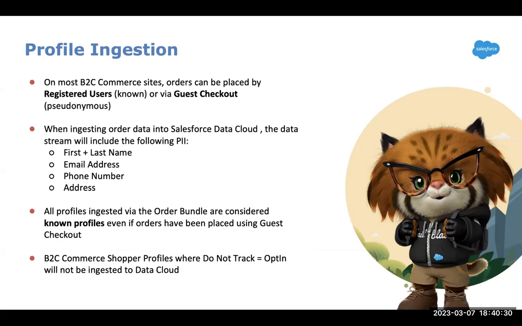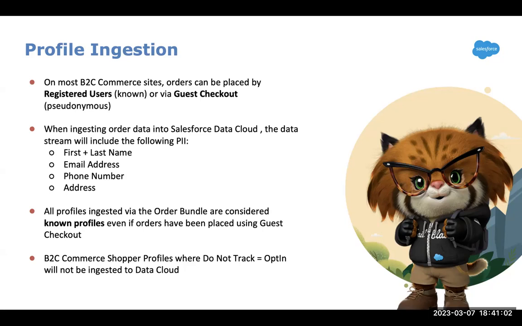With this, you can map all this data to the individual Data Cloud object and map it with the right data model. Another thing is that all profiles ingested via the order bundle are considered known profiles. That's one of the most important things you should be aware of, because the Commerce Cloud system considers the profiles ingested with order bundles as known profiles, even if the order was placed using guest checkout.